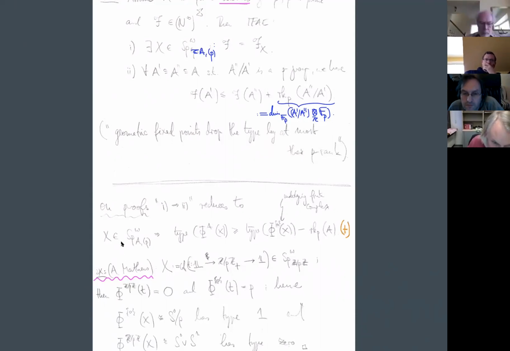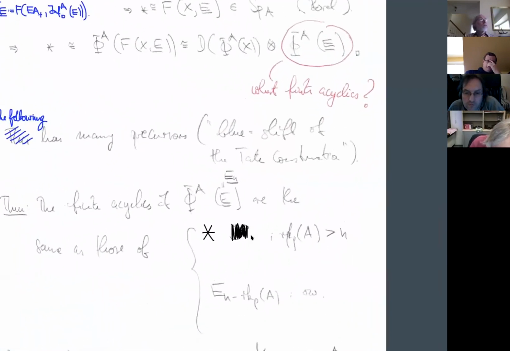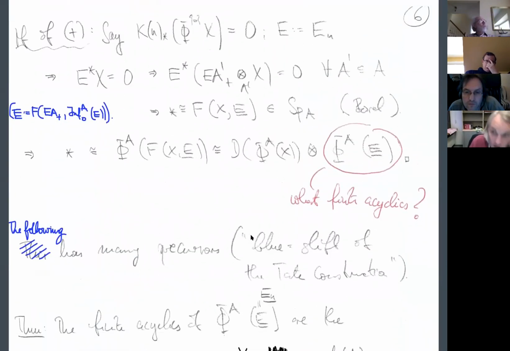So try to understand why such a statement could be true. How can I control the type of the geometric fixed points if I have information about the type of the underlying complex? So that is this final sheet here. Say I know something about the underlying complex, so I have a Morava K-theory vanishing, K(n)_* of Φ^0(X) is 0.